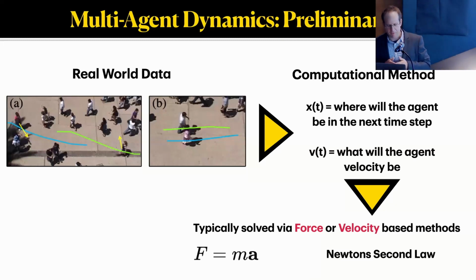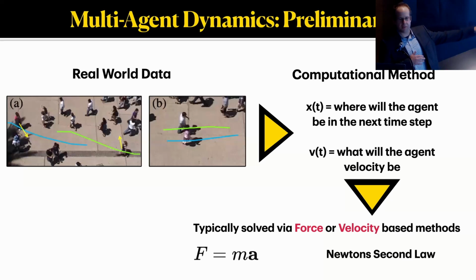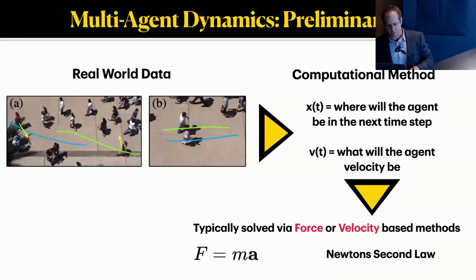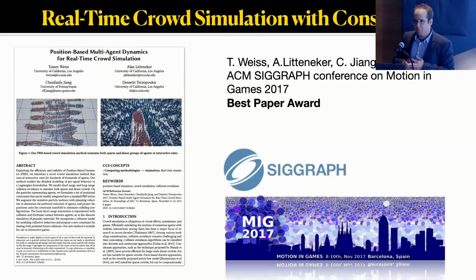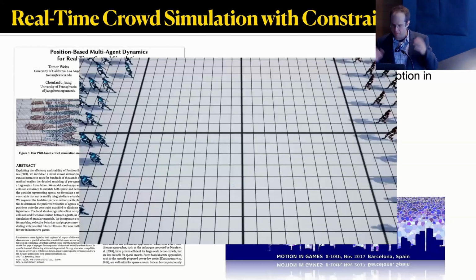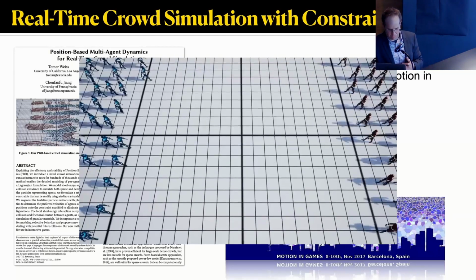The typical way to do this is using force or velocity-based methods, which are just extensions of Newton's second law, F equals ma. We're not going to do that though. We're going to use an alternative constraints-based approach. We're going to use a work from 2017 that won the best paper award in the Motion in Games conference, which is the sister conference of this conference. I'm going to show you a demo of that work.